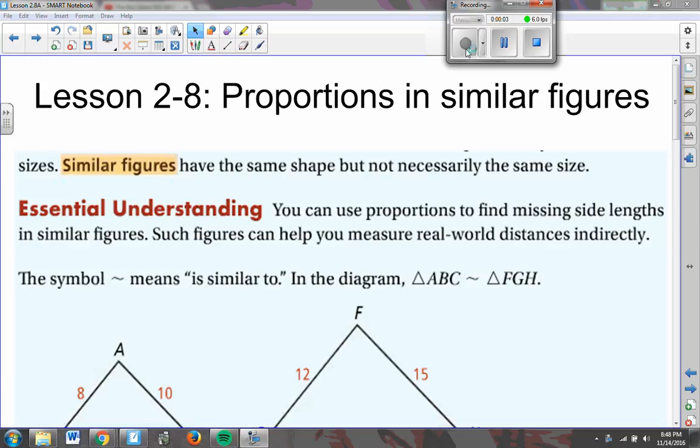Alright, Algebra 1A students. Welcome to part 1 of lesson 2.8. In this video we will be talking about how we use proportions to solve problems that use similar figures.